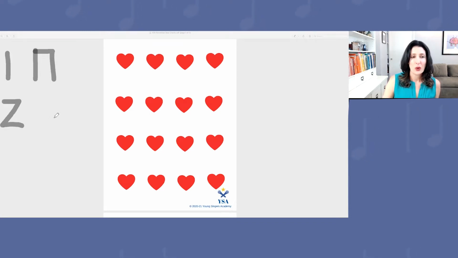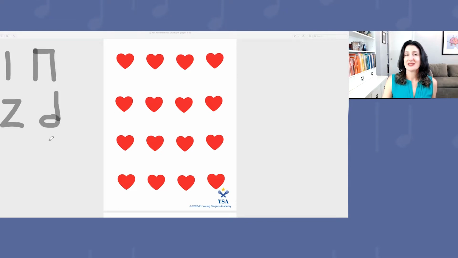And let's have one more. Let's have a ta. So the purpose of this is just to give them another visual aid of some rhythms that they know. So as they improvise, they have something to hold on to in case they just need that extra support.